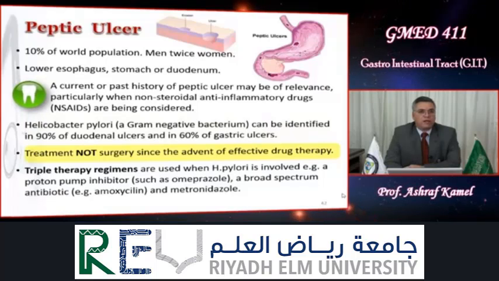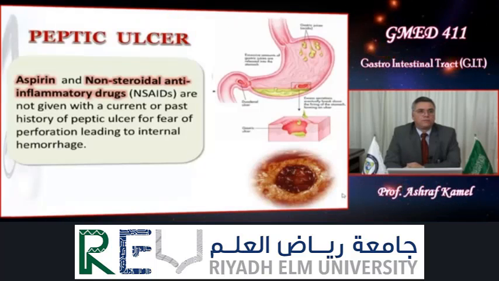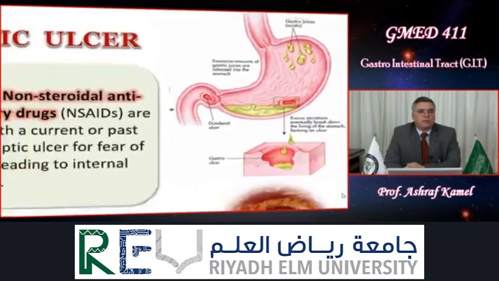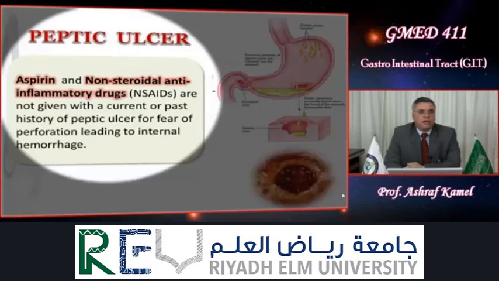Since the advent of effective drug therapy, triple therapy regimens are used when Helicobacter pylori infection is involved. Example, using a proton pump inhibitor such as omeprazole, a broad-spectrum antibiotic such as amoxicillin, and metronidazole. In peptic ulcer, aspirin and non-steroidal anti-inflammatory drugs are not given with a current or a past history of peptic ulcer for fear of perforation leading to severe internal hemorrhage.